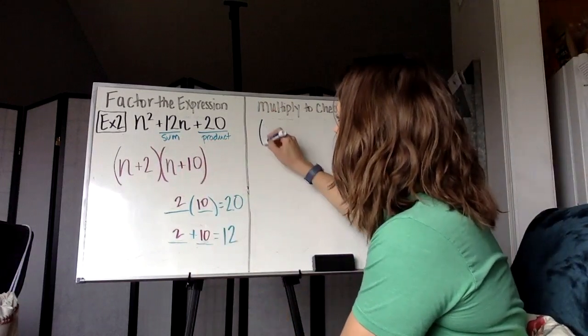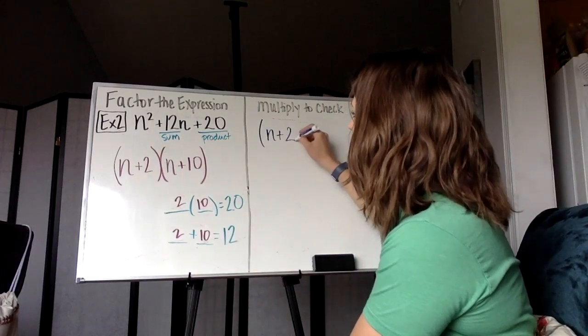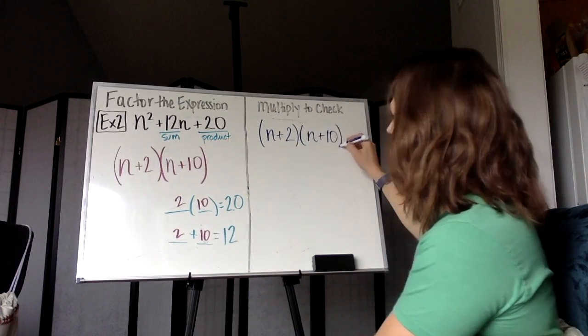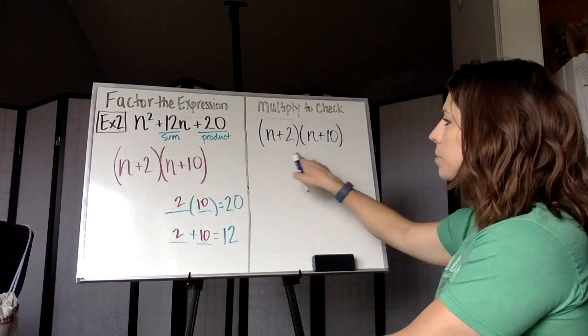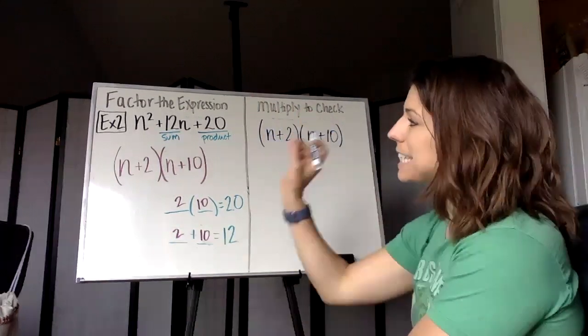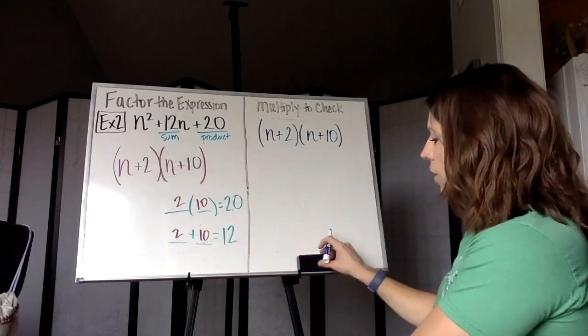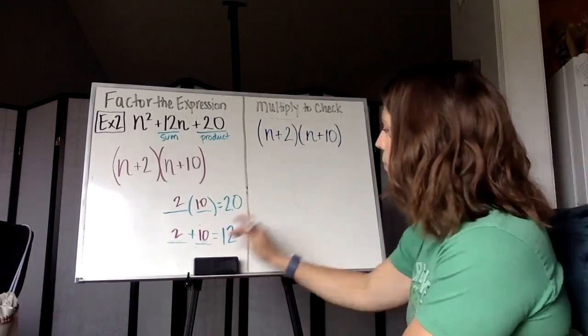So over here, we have n plus 2 times n plus 10. And we want to see if after I multiply this, do I end up with the exact same expression that I started with? So here we go. I'm going to open up my window.